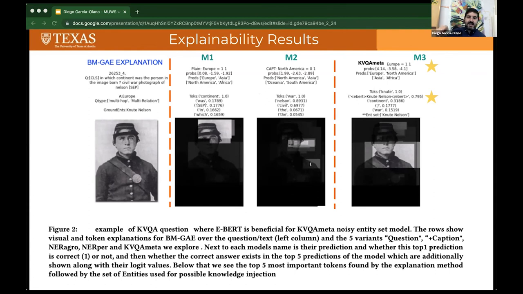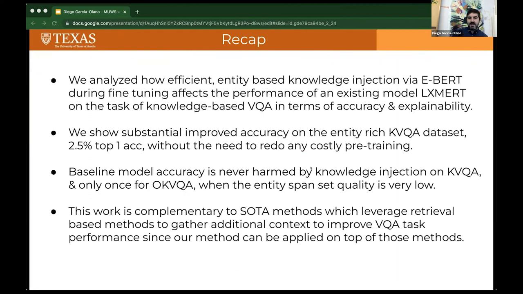And then finally, the model which utilizes eBird spans from KVQA meta predicts Europe correctly and shows Newt Nelson, his eBird representation, as being one of the most important text facts for the final prediction. And there are more examples of this, but I just wanted to highlight that this type of analysis could be done using this sort of knowledge injection for entity-centric knowledge-based tasks.